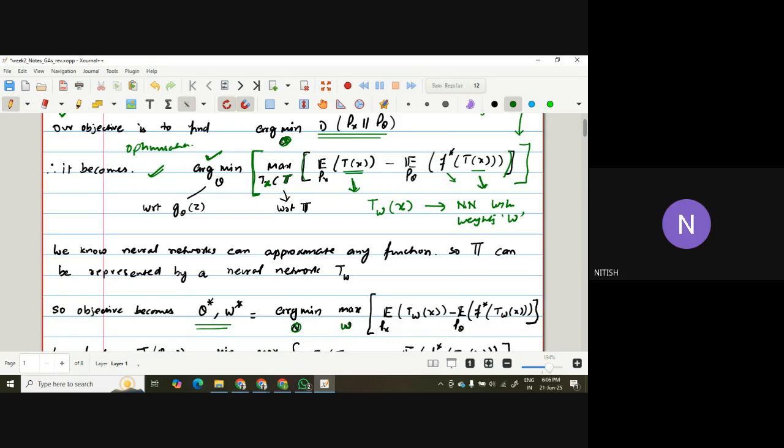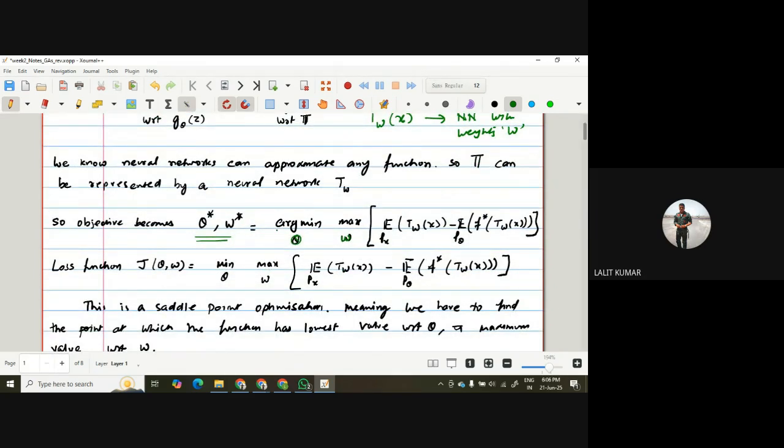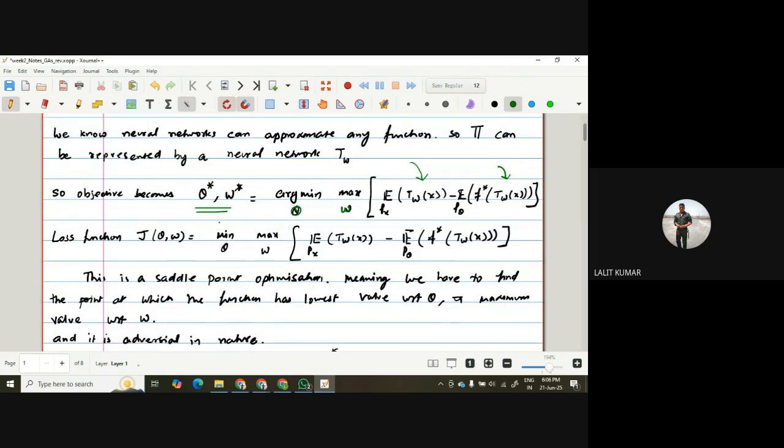Yes, sir. It is okay. Okay, good. So now we have replaced T(x) with a neural network. This is T_w(x), and here comes the conjugate of this T_w(x). So your loss function becomes this. I will write here argmin over theta. So this is your loss function. This is number two.